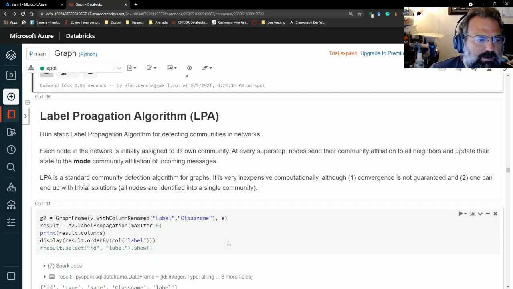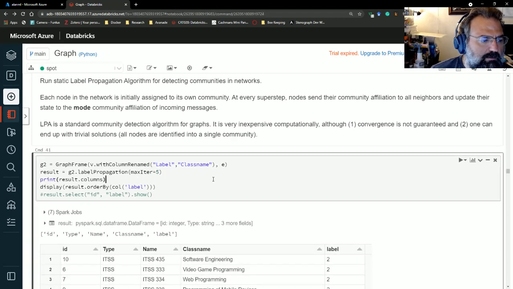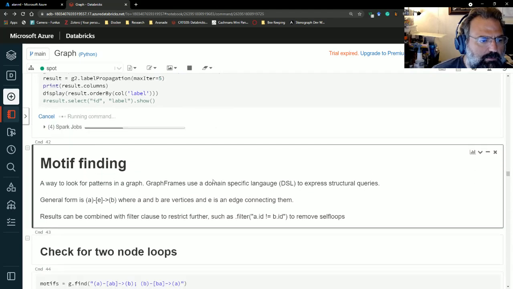Label propagation algorithms are essentially about sharing information amongst a neighbor. So it's a way of potentially converging. It doesn't necessarily guarantee convergence of things in the same community showing up, community being things that are kind of related to each other. It's built in, so in this case we're changing the label to class name, just to make it a little cleaner as to what label means.